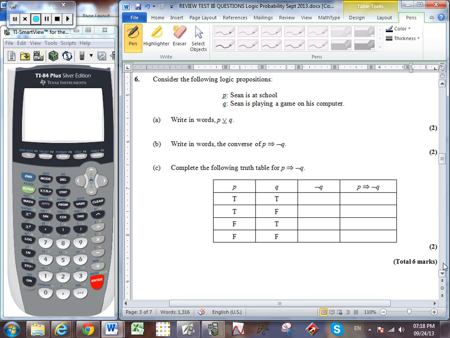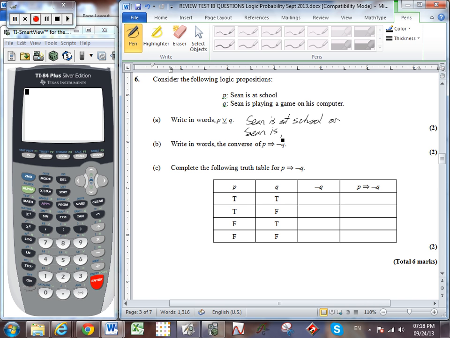Continuing now with number 6. So we've been given these logic propositions. We have to write in words P and then the OR with the line underneath it and then the Q. So Sean is at school, or Sean is playing a game on his computer, but not both, thanks to that line underneath the OR.